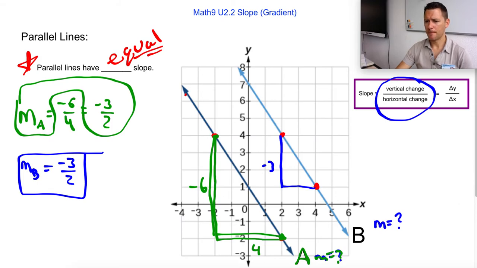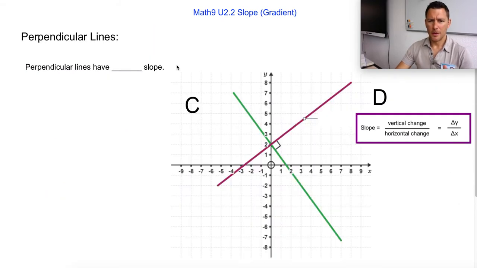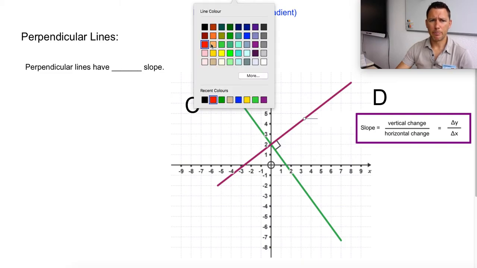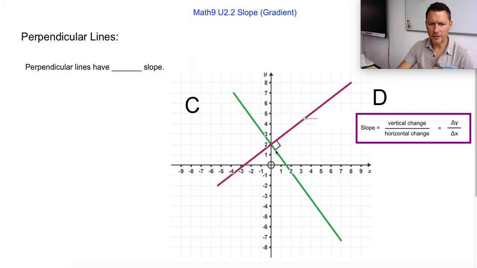All right. These are perpendicular lines. Perpendicular lines cross at a perfect 90-degree angle. That's what this little box means. 90 degrees, and this is 90 degrees, and that's 90 degrees. All these are 90 degrees.